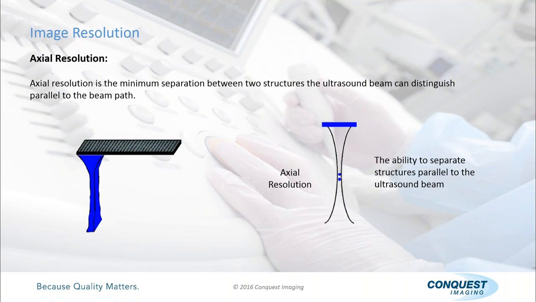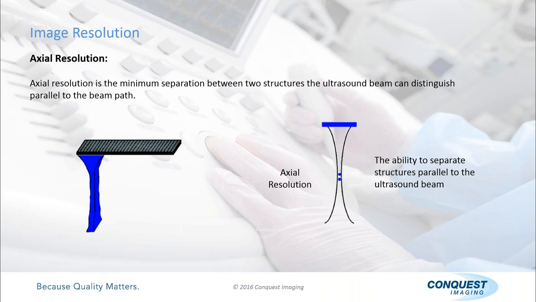We have axial resolution, and its definition is the minimum separation between two structures the ultrasound beam can distinguish between parallel to the beam path. If you look at the slide here, you can clearly see there are two blue dots in the focus area. That's what the black curved lines indicate, that we're being focused right where the two blue dots are. So we've narrowed our beam to that.